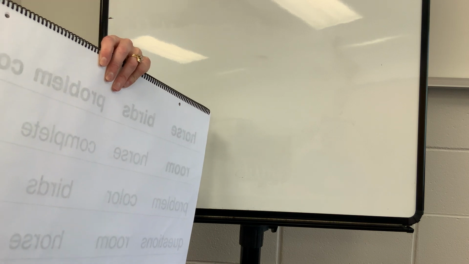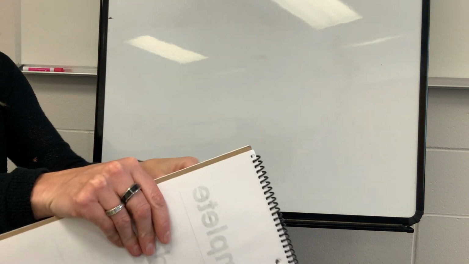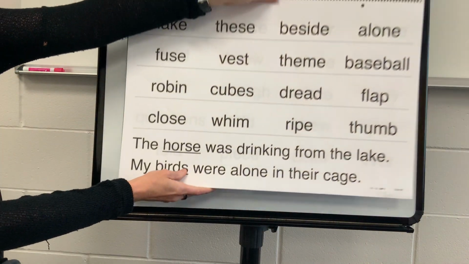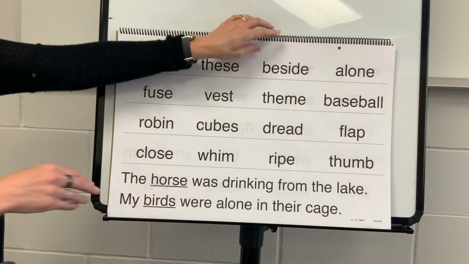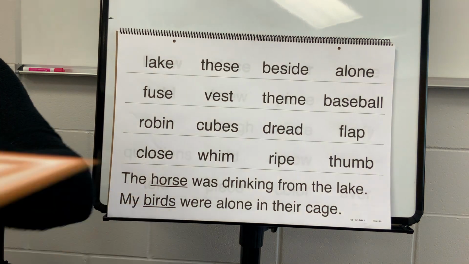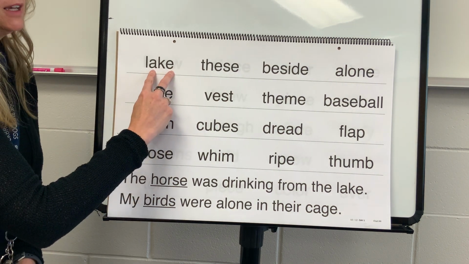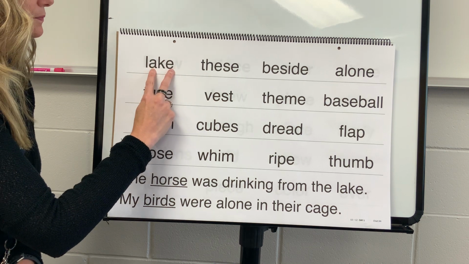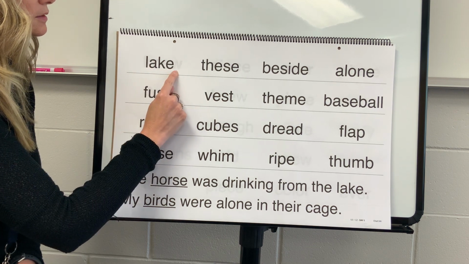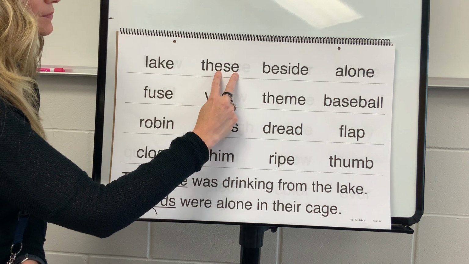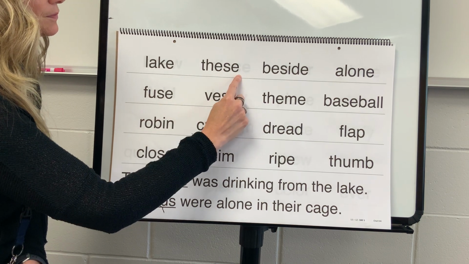Now you'll be reading some words. First you'll say the sound for a spelling, and then you'll read a word. Some of these words have two syllables, and we will read them in parts. Get ready. Sound. A. Word. Lake. Sound. E. Word. These.